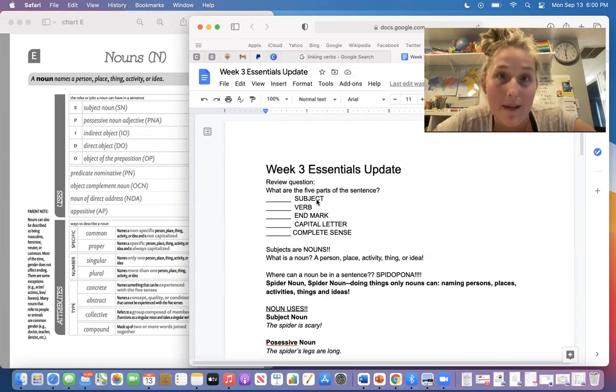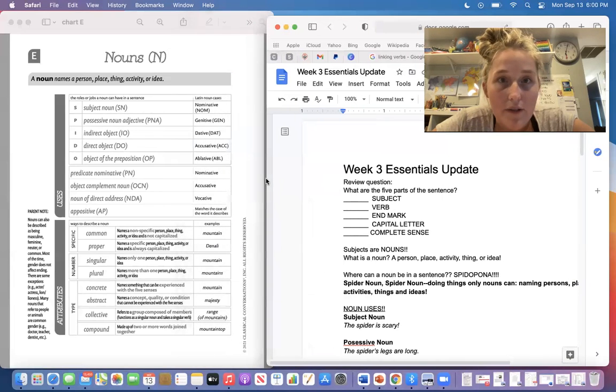Nouns are what we are learning about this week. Nouns are a very special and very important part of the sentence that tell us what we're talking about. Instead of being the verb, which gives action, we're talking about what is doing the action. So we decided to open up chart E, which I have right over here to the left on your screen, and we discovered that there are lots of different noun usages. So we first identified and named what a noun was. A noun names a person, place, thing, activity, or idea.